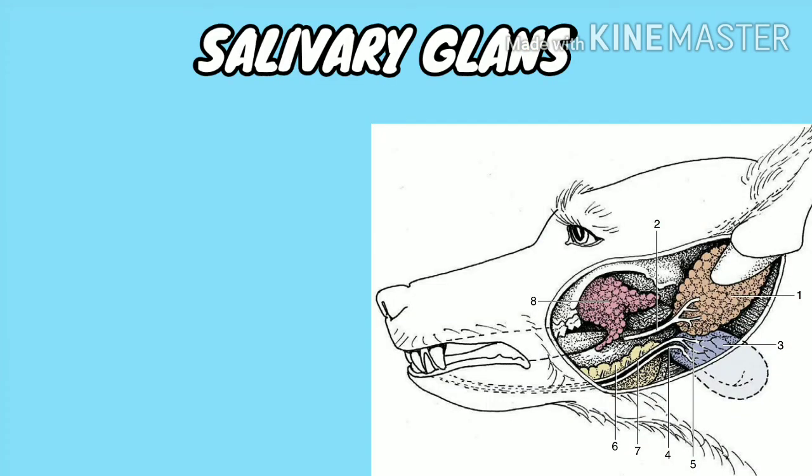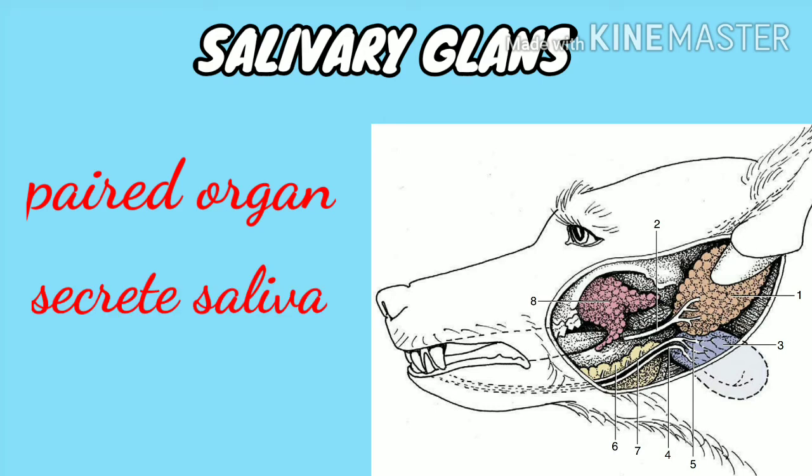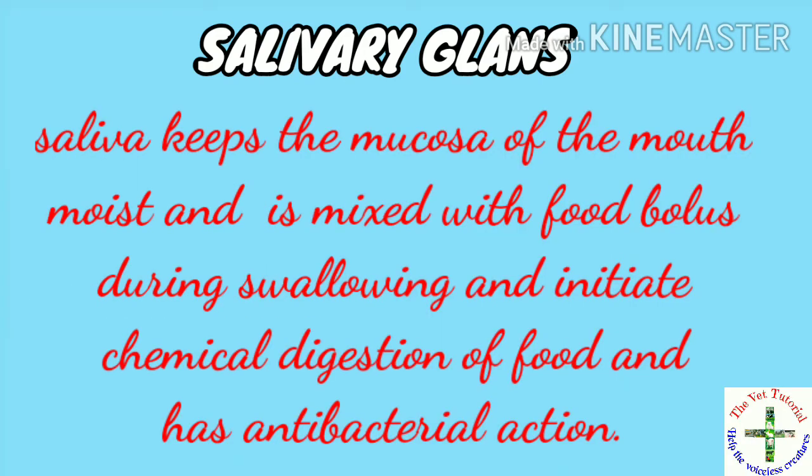The salivary glands are paired organs that secrete saliva via their ducts into the oral cavity. Saliva keeps the mucosa of the mouth moist and it is mixed with the food bolus during swallowing. And it also initiates chemical digestion of the food. It also has antibacterial action.